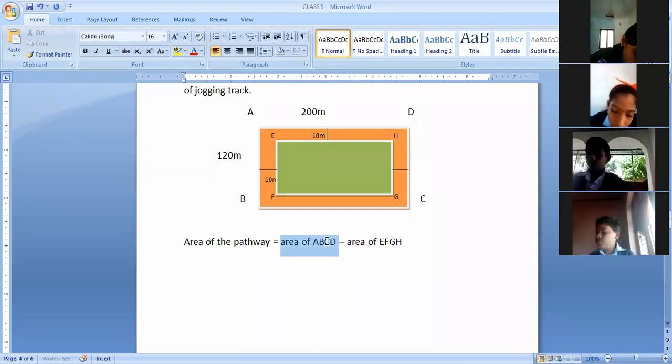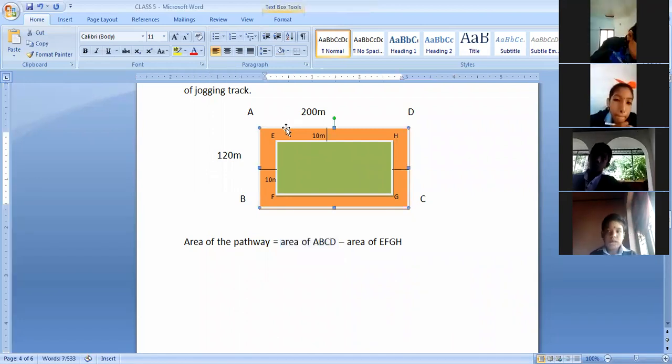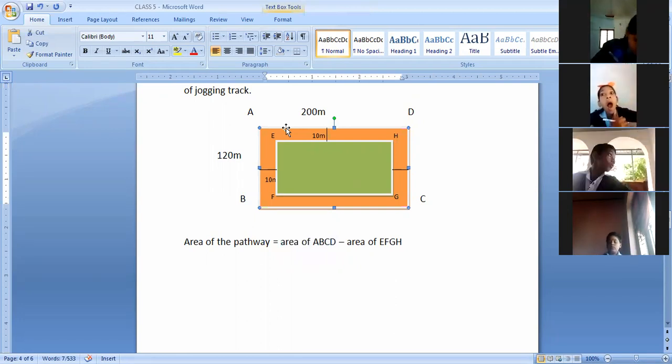Consider the rectangle ABCD, the bigger rectangle. What is L here? Length of ABCD. What is the length of ABCD, Kruba? We have only 1 minute. Say it quickly. Length of ABCD.